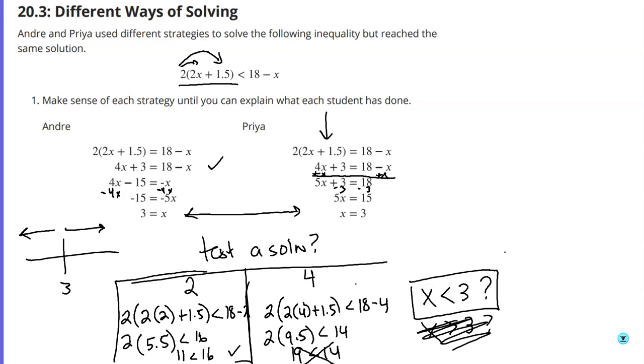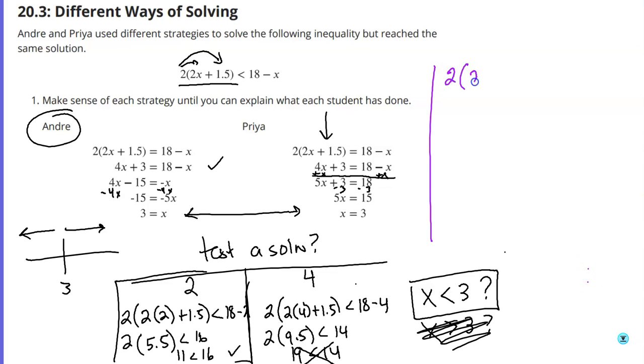I think this is a little bit intense. So what we did instead is we talked about how you solve it when you need to flip the inequality. So I'll show you what Andre did, but I'll show you how we as a class would solve it to make it work. So let's look at what Andre did.